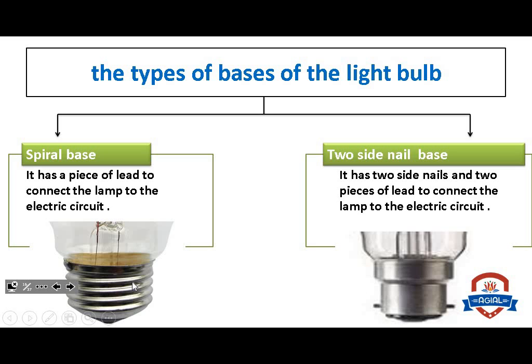So what's the difference between a spiral base and a two side nails base? Spiral base has a piece of lead to connect the lamp to the electric circuit, as we see. But the two side nails base has two side nails or two pieces of lead that connect the lamp to the electric circuit.